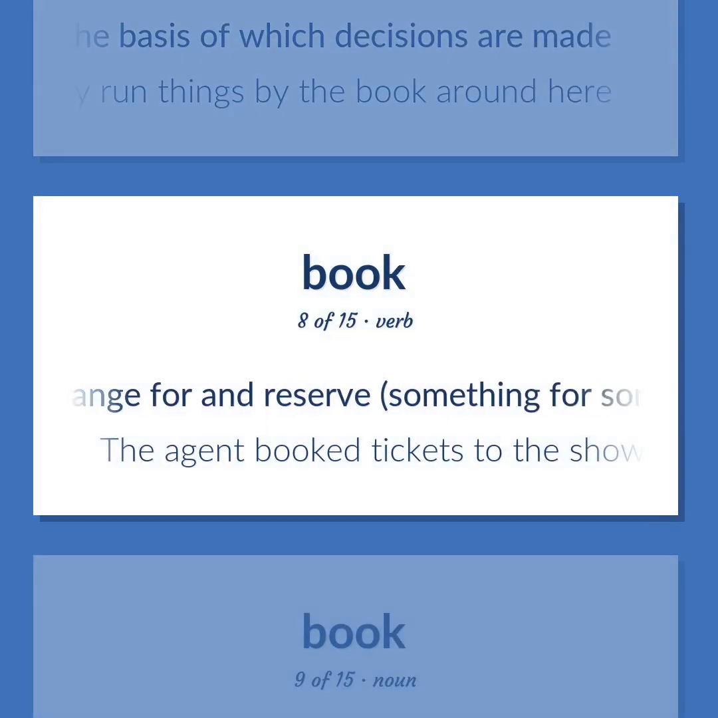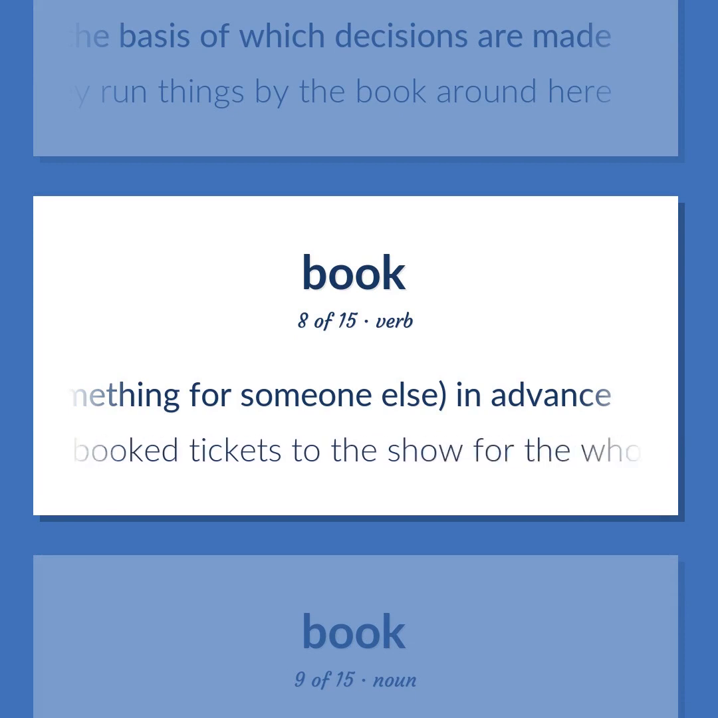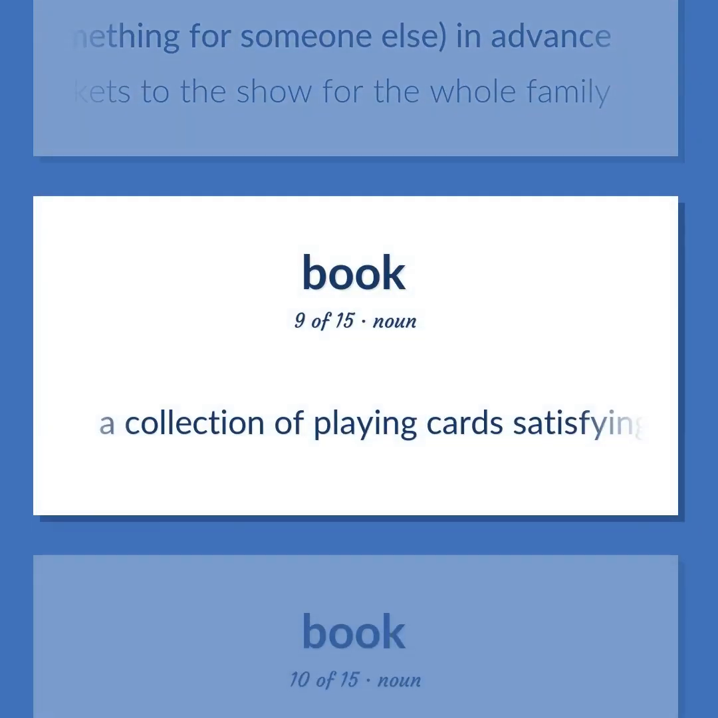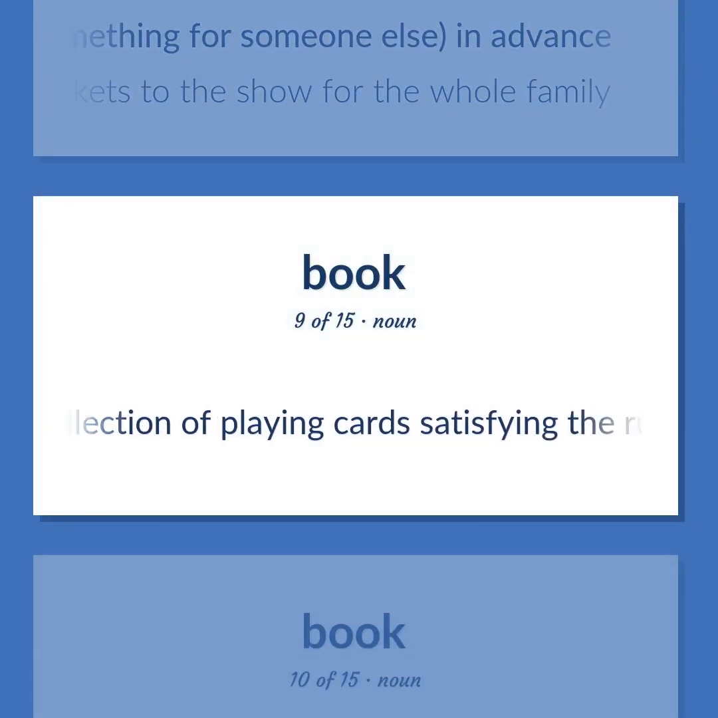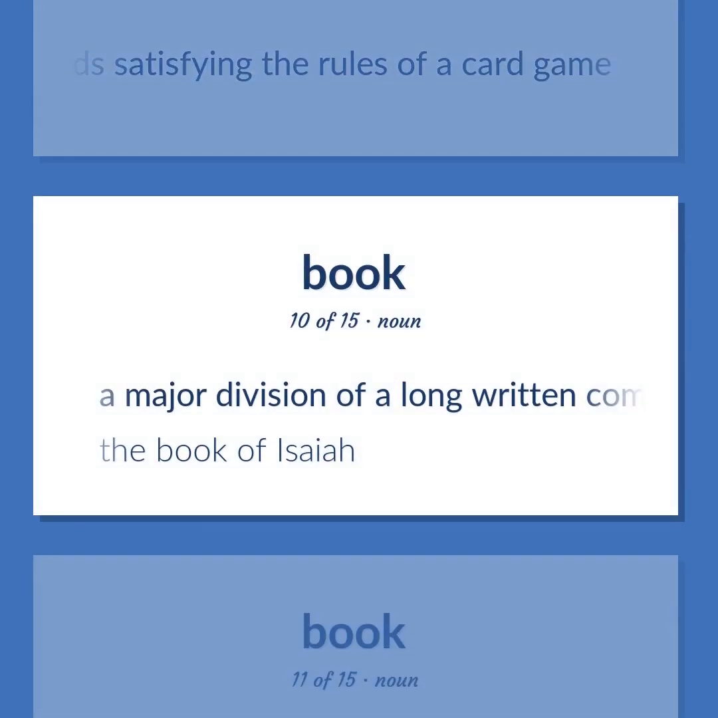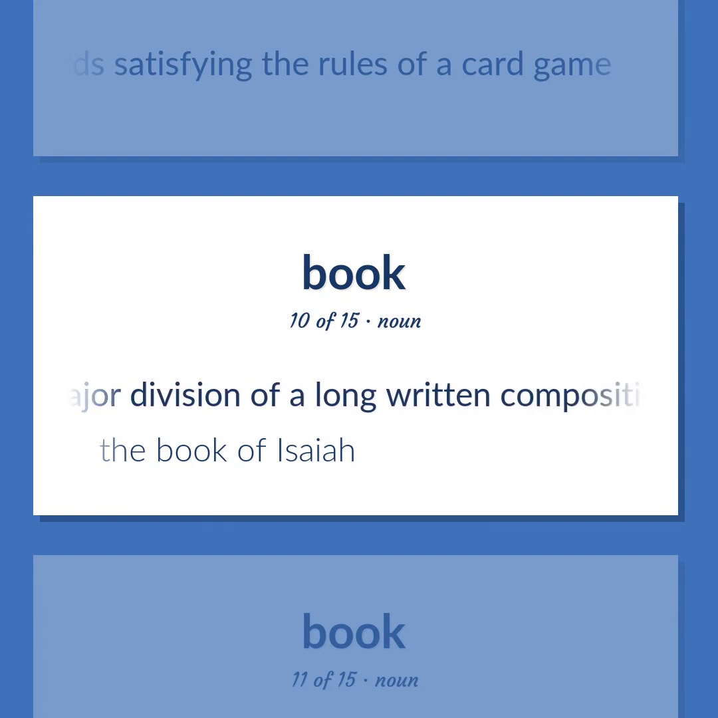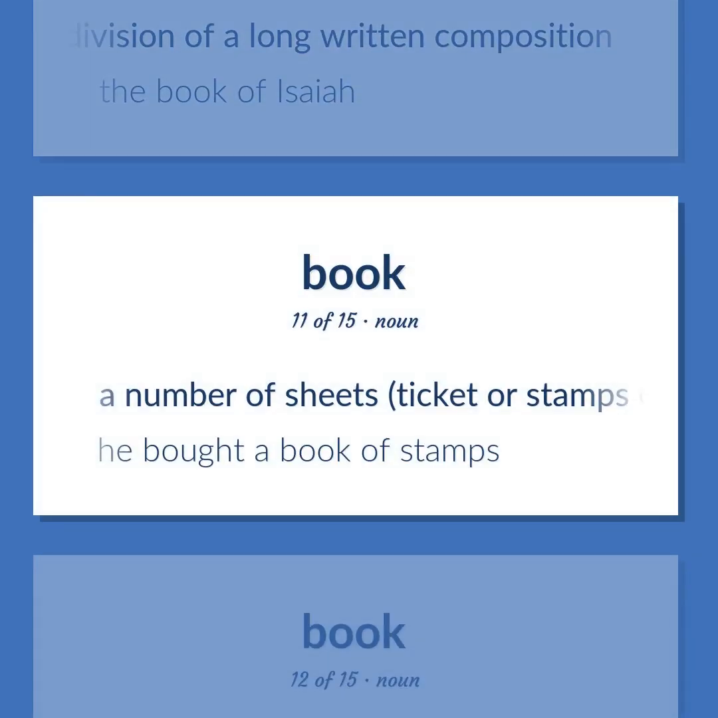Arrange for and reserve something for someone else in advance. The agent booked tickets to the show for the whole family. A collection of playing cards satisfying the rules of a card game. A major division of a long written composition. The Book of Isaiah. A number of sheets, tickets or stamps, etc., bound together on one edge. He bought a book of stamps.